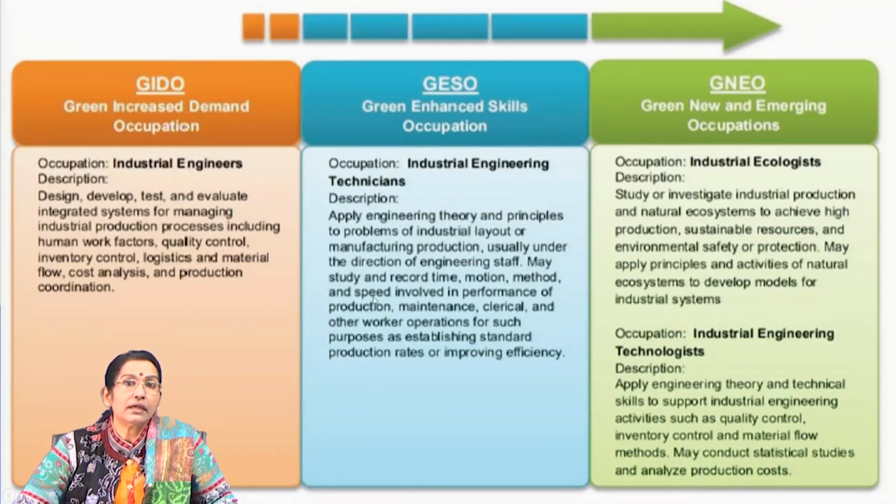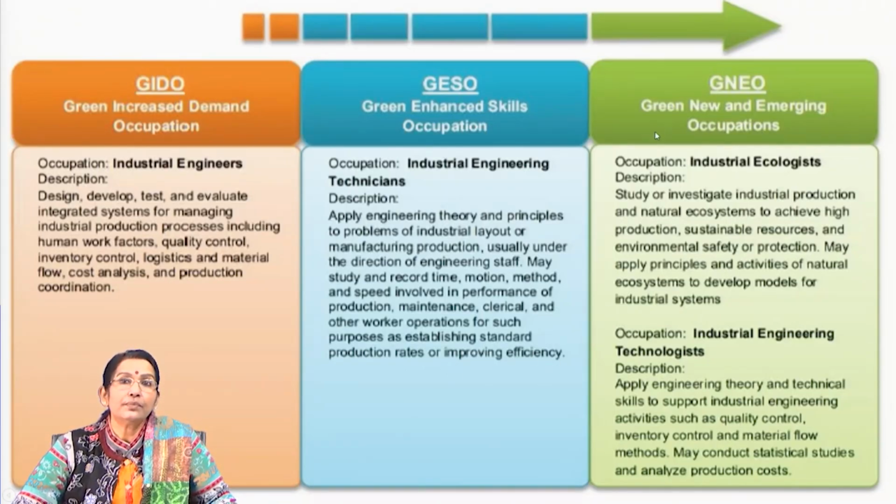They may study and record time, motion, method, speed involved in the performance of production, maintenance, clerical and other kinds of work, or apply other industrial engineering theories, establishing the standard production rates for improving the efficiency. So, here we apply the engineering theories and principles for the present occupation, the present skill set, the present jobs, recording the changes, and again improving the production for enhancing the standard or quality of production as well as improving the efficiency.